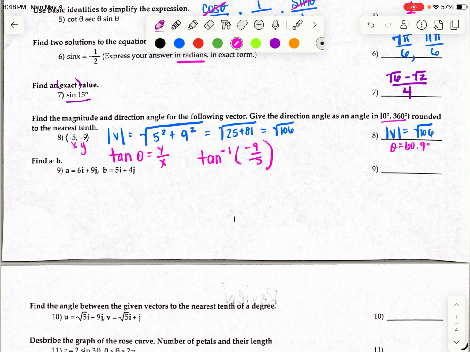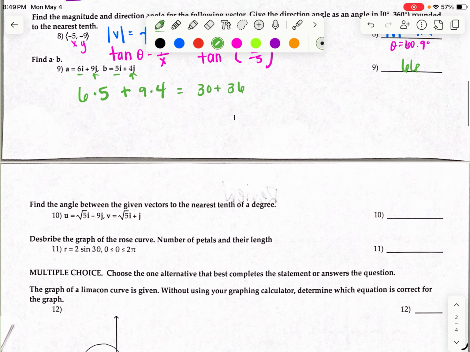Number 9 is the dot product. The dot product, remember, you're just going to take your two x values and multiply them. 6 times 5. Plus, then you're going to take the two y values and multiply them. 9 times 4. And add them. So that's going to be 30 plus 36, or 66. So that's number 9.